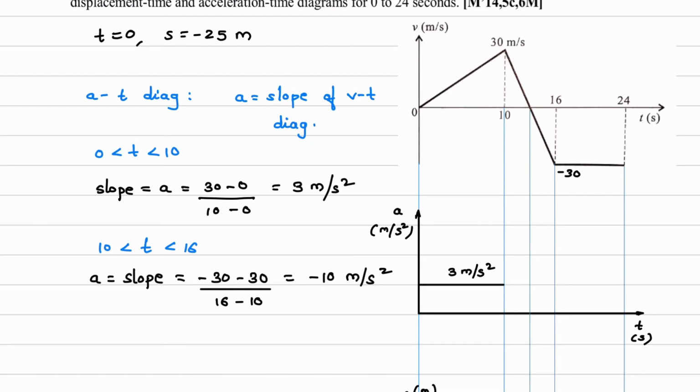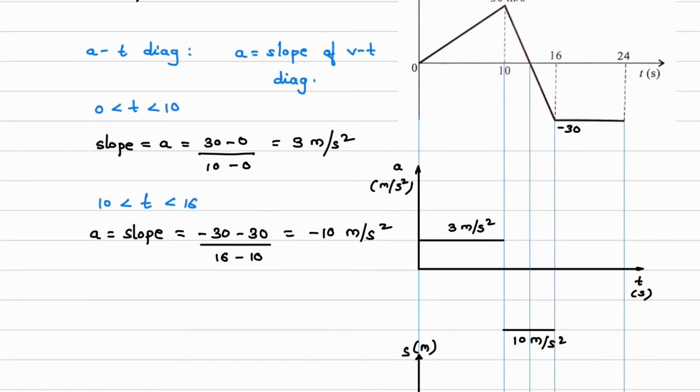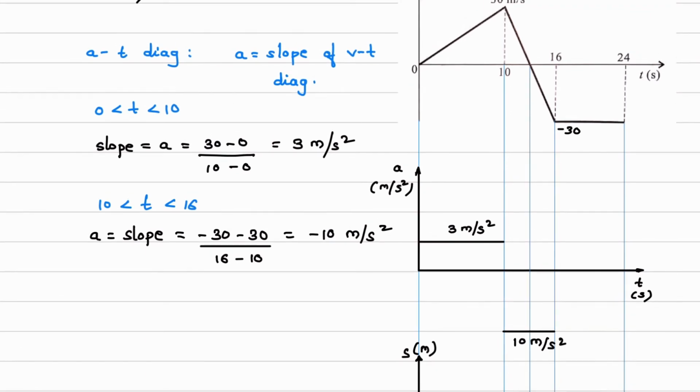Okay, now minus 10 means, you have to take the scale. If this is 3, just see this height. If this is 3, 10 should be bigger than that. Okay, so suppose this is 10. So this is 10 meter per second square. Okay, next we will consider when time is between 16 to 24. Okay, so time is between 16 and 24.